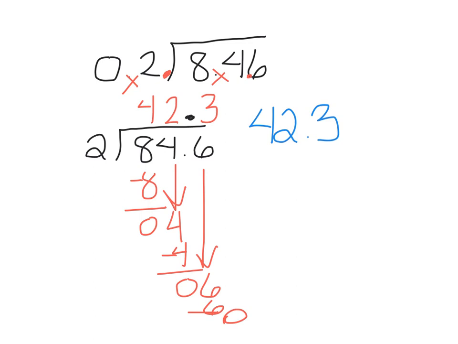Now our next step will be to multiply to check our answer. So when I multiply, I'm going to take my answer, 42.3, and multiply that by 2, and I get 8, and then I have one number behind the decimal, so I put it here, and I get 84.6. So right here I have 84.6, and here's 84.6, so my answer checks out.